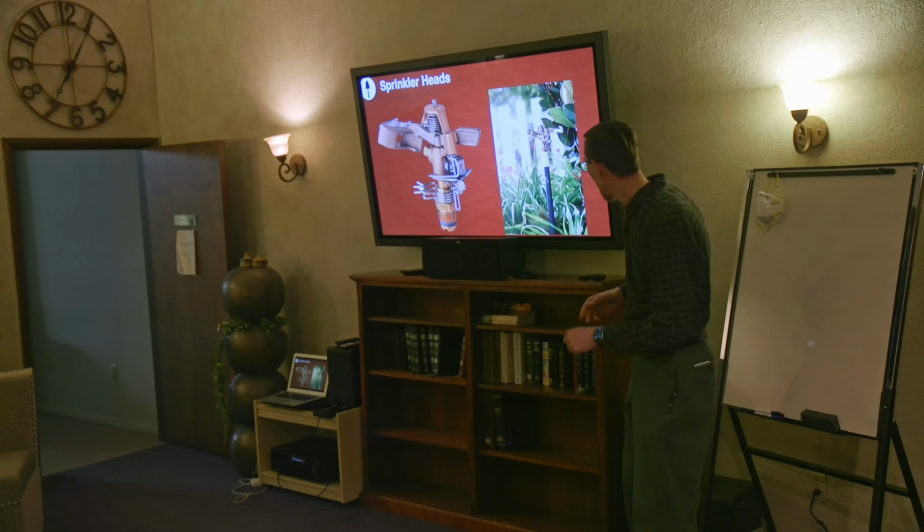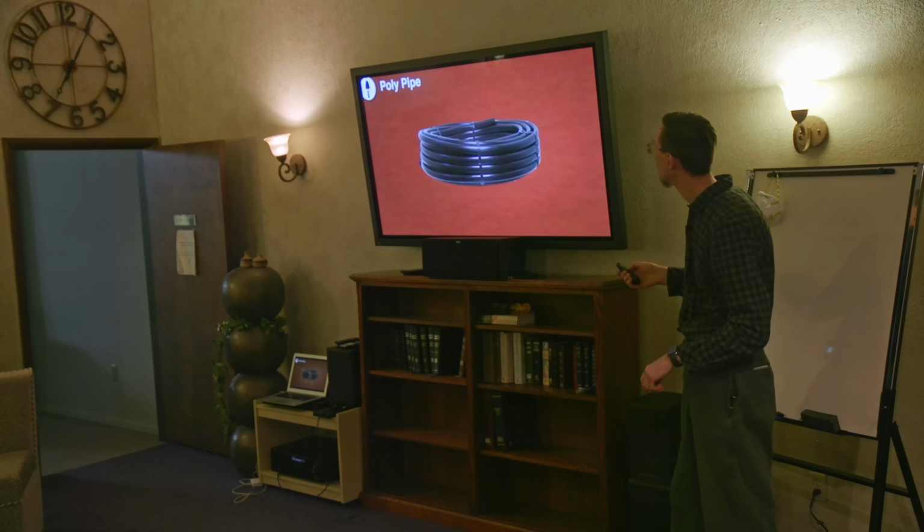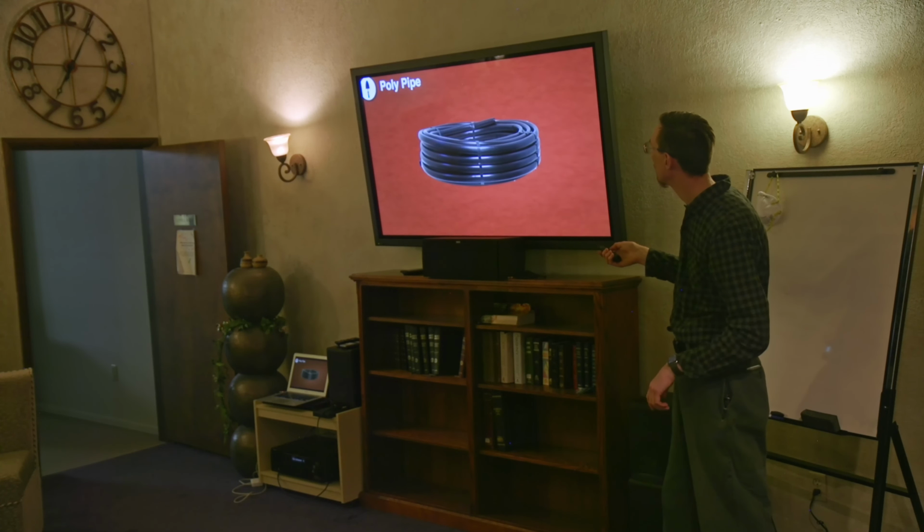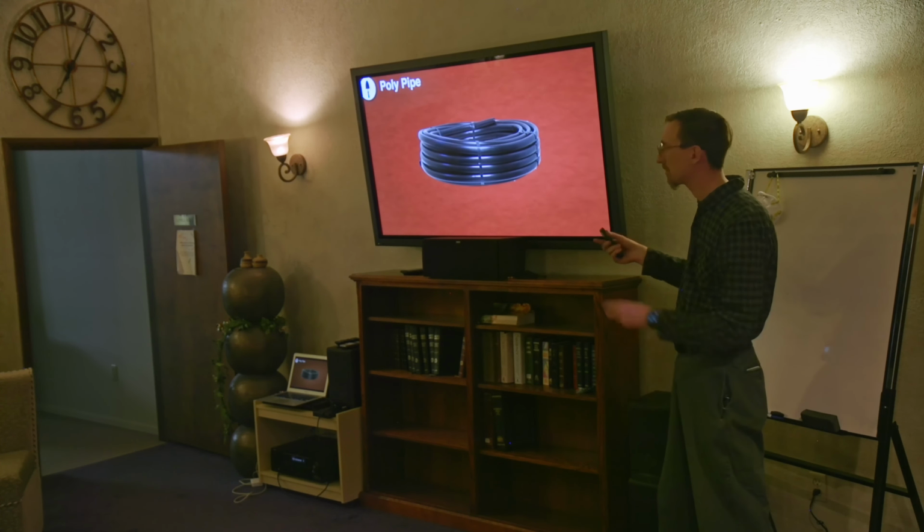All right, so to finish up here, there's our poly pipe, a picture of it in a roll there. It's squishy a little bit.